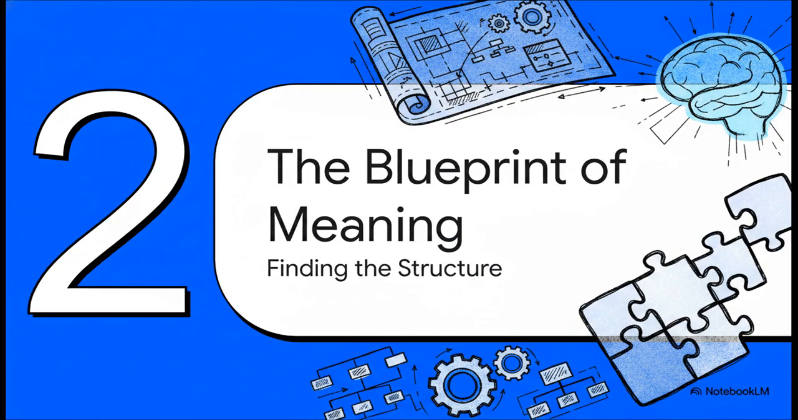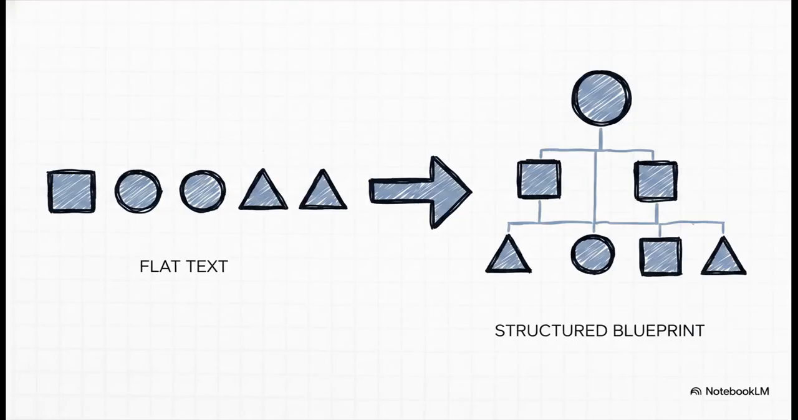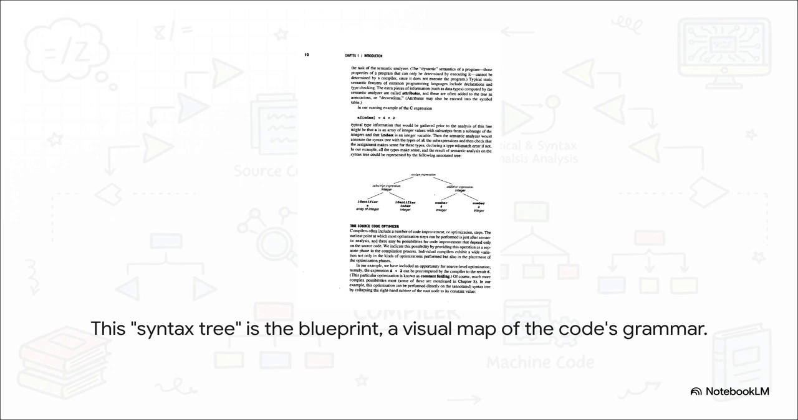Well, it starts by creating a kind of blueprint. Yeah, instead of just reading the code as one long, flat line of text, the compiler completely transforms it into a structure with some hierarchy. This blueprint is what reveals how all the different parts of the code actually relate to each other. And here it is. This is that blueprint. It's called a syntax tree.